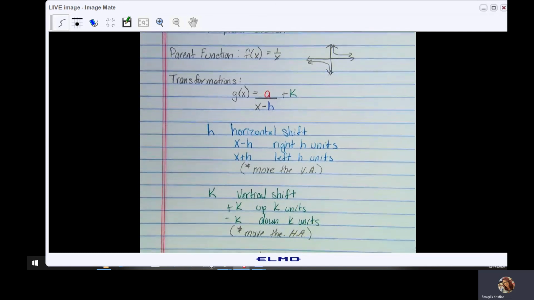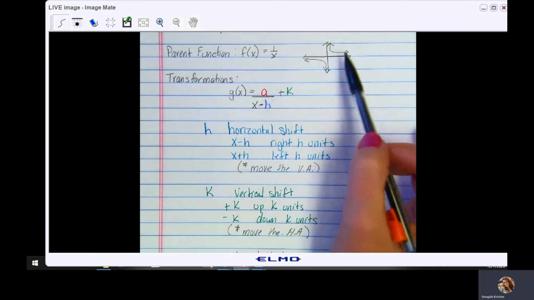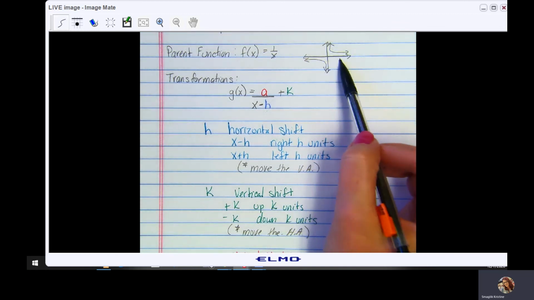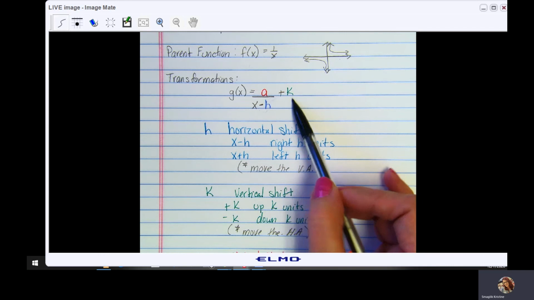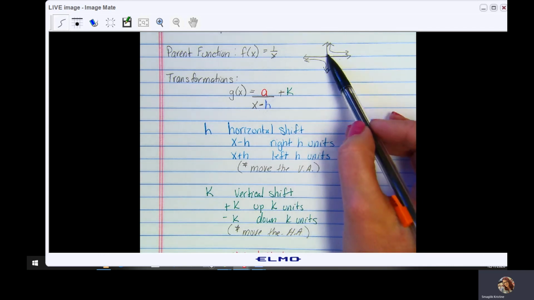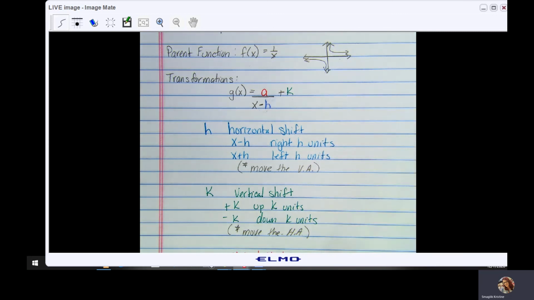Your k value, that's your vertical shift. That's up, down. So if it's positive, you're going up. If it's negative, you're going down. And again, you move your horizontal asymptote. Your horizontal asymptote is already at y equals 0, so if you see plus 5 here, you're just moving your horizontal asymptote up 5 units, and the rest of the graph is just going to come right along with it.